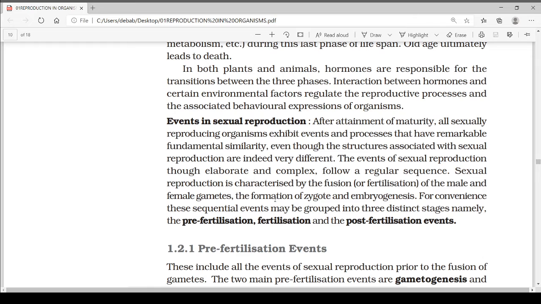Sexual reproduction is characterized by the fusion or fertilization of the male and female gametes, the formation of the zygote, and then embryogenesis. For convenience, these sequential events can be grouped into three distinct stages, namely the pre-fertilization, fertilization, and post-fertilization events. These are the three distinct stages.